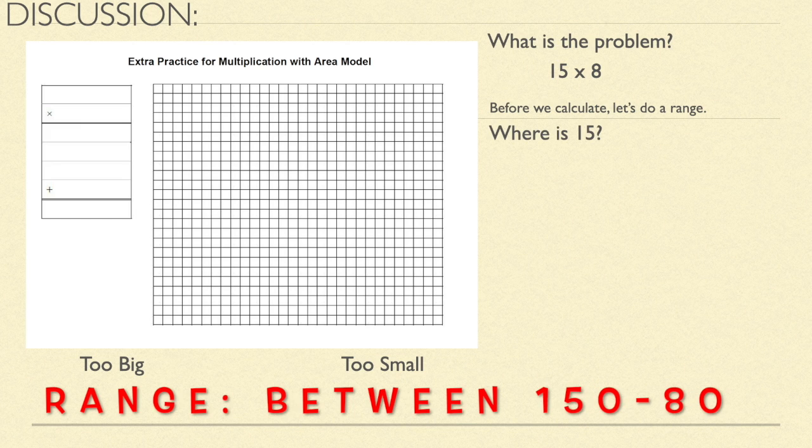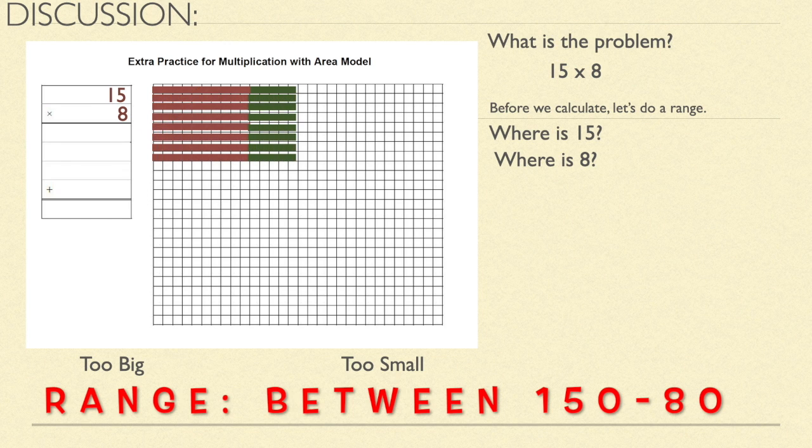So now I need to say, where am I going to write the 15? I'm going to write the 15 at the top of the problem, and I'm also going to make a row of 15. Now you can see I color coordinated mine so I can count groups of 10 easier. And then now, where do I put the 8? I put the 8 underneath the 15, and I make 8 rows of 15. So I can see my 8 is right here and right here. And now I need to decompose it.